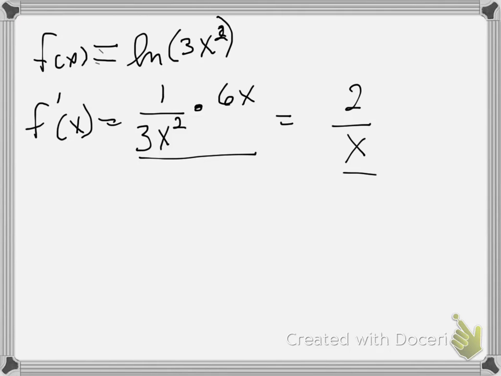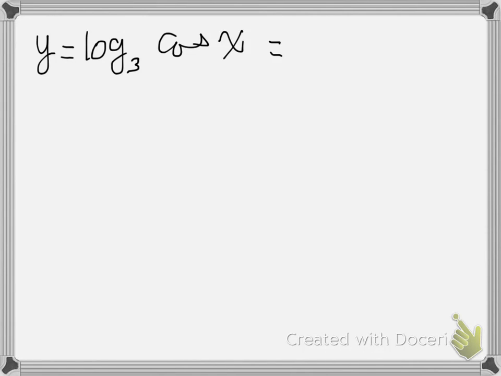Let's take a look at another one. y equals the log base 3 of the cosine of x. So first thing I'm going to do with this is I'm going to write this as the natural log of the cosine of x over the natural log of 3.